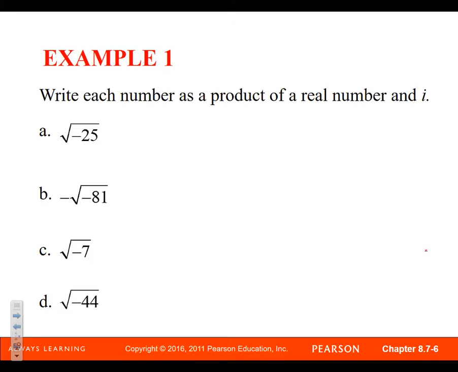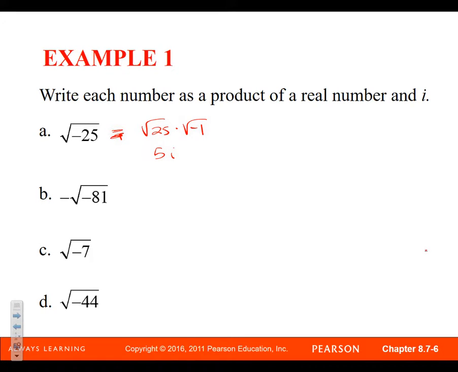All right. So here's kind of the idea behind it. I can rewrite this as the square root of 25 times the square root of negative 1, right? Okay, let's try to get through this quick. I know that the square root of 25 is simply 5, and the square root of negative 1 I can rewrite as just i. So there's your 5i.